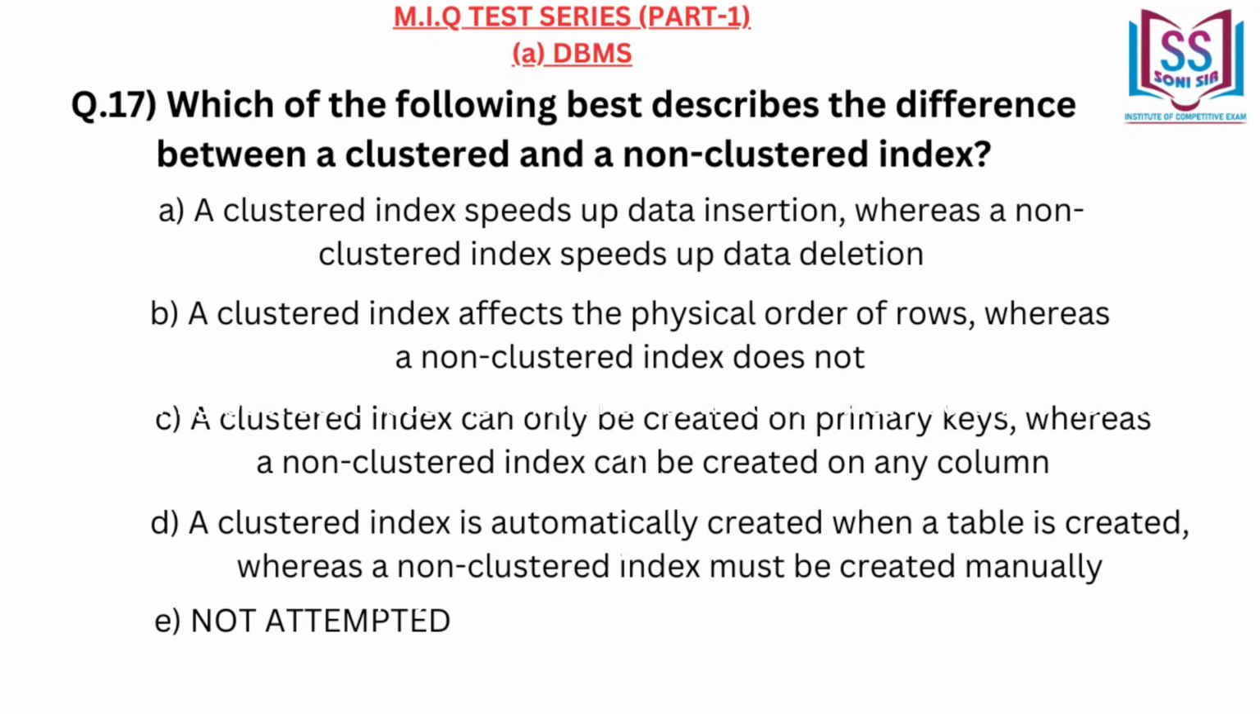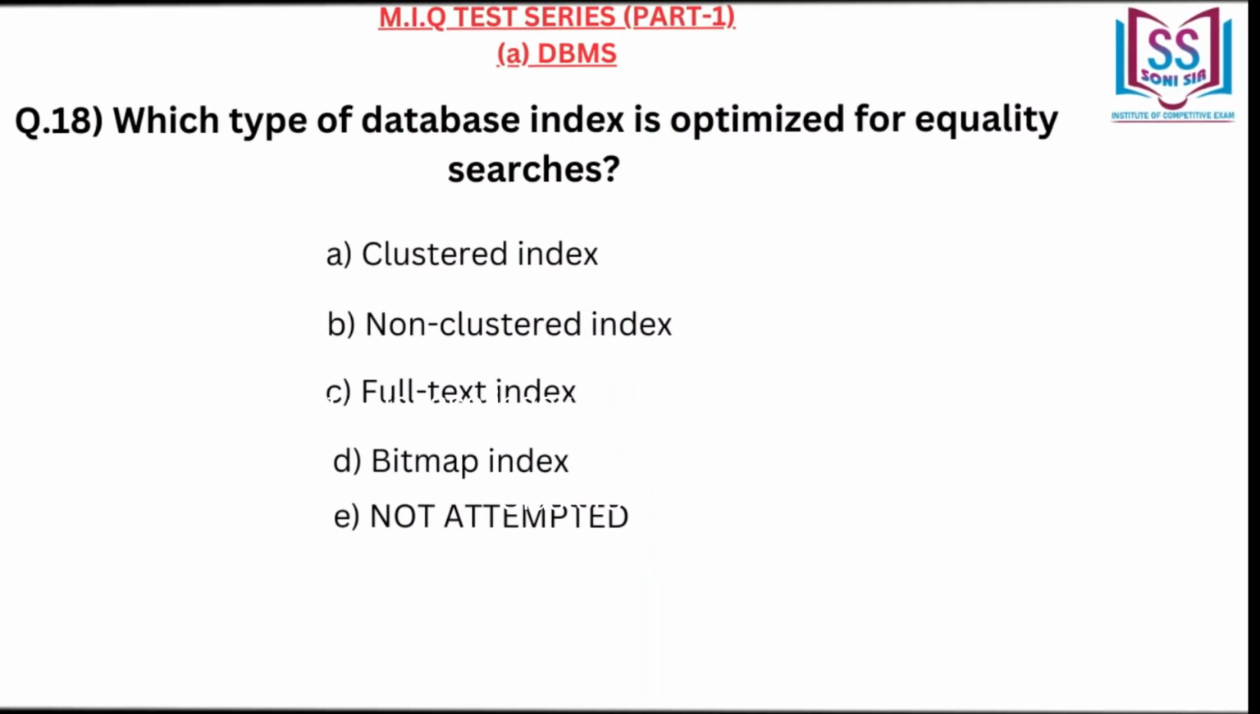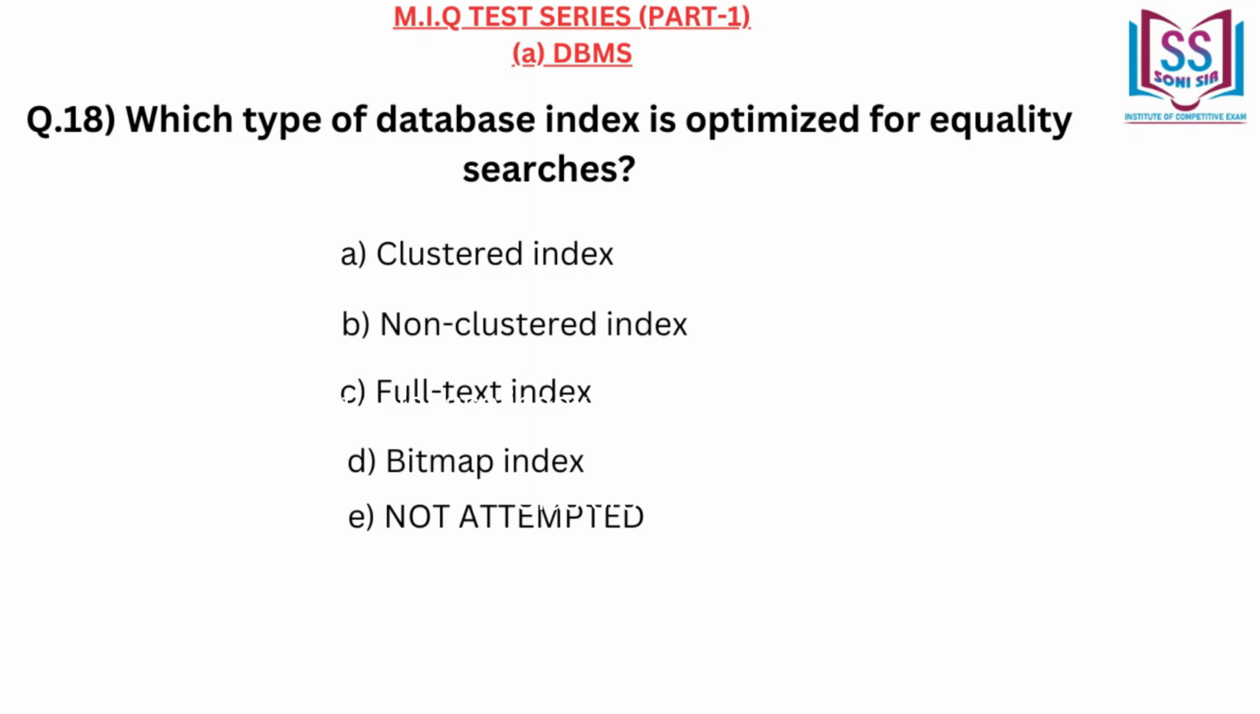Which of the following best describes the difference between a clustered and a non-clustered index? A. A clustered index speeds up data insertion, whereas a non-clustered index speeds up data deletion. B. A clustered index affects the physical order of rows, whereas a non-clustered index does not. C. A clustered index can only be created on primary keys, whereas a non-clustered index can be created on any column. D. A clustered index is automatically created when a table is created, whereas a non-clustered index must be created manually.